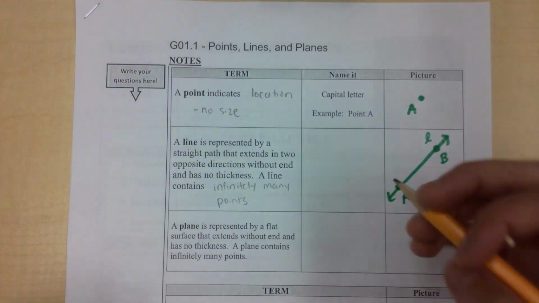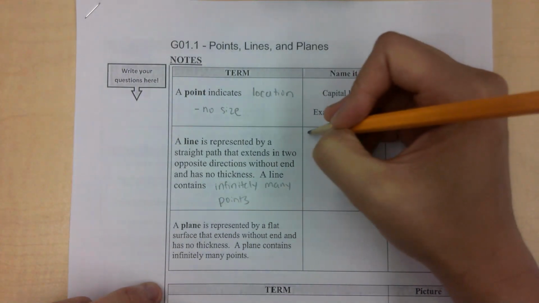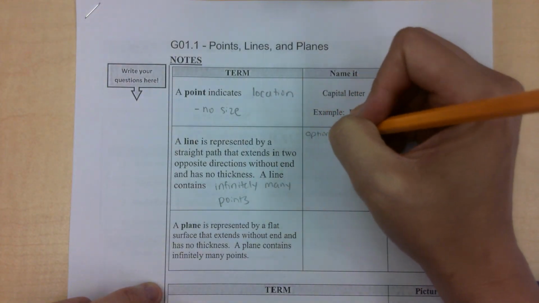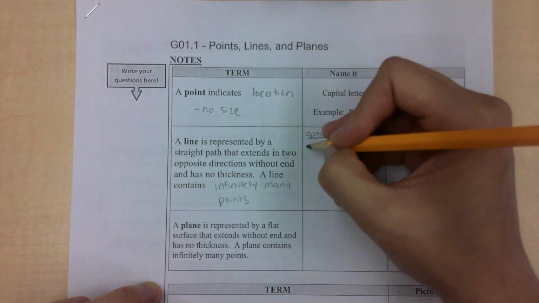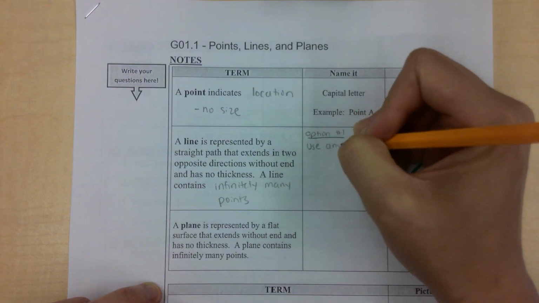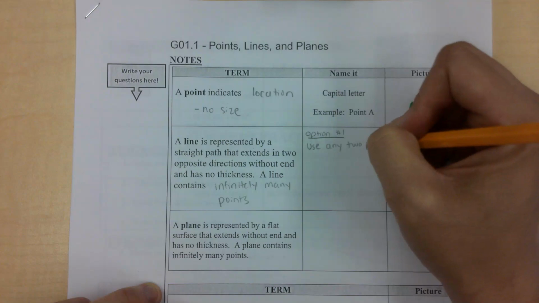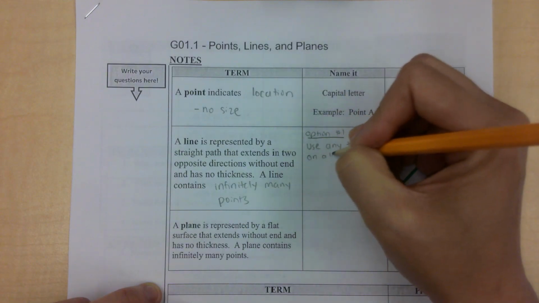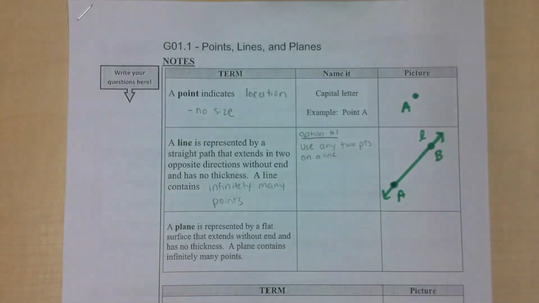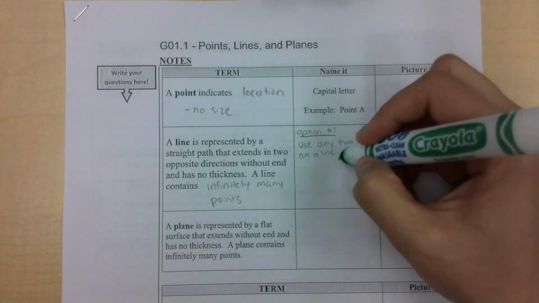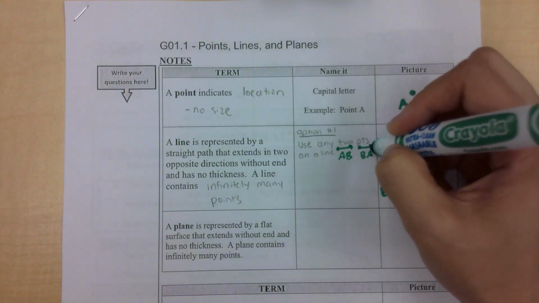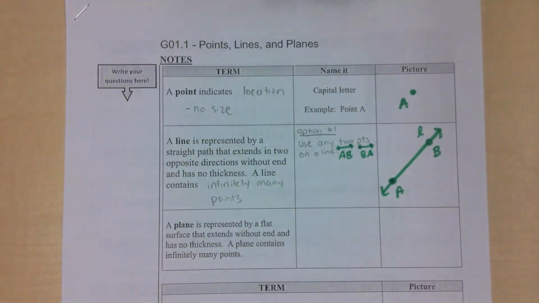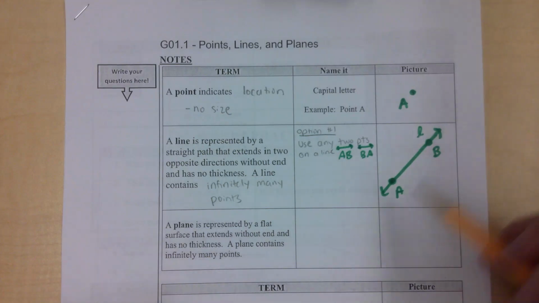Okay, so when we are naming it, we have two options. We have option 1. We can use any 2 points on a line. So for example, we have AB or BA. Right? Either one works. It doesn't really matter the order because they're both going infinite in either direction.